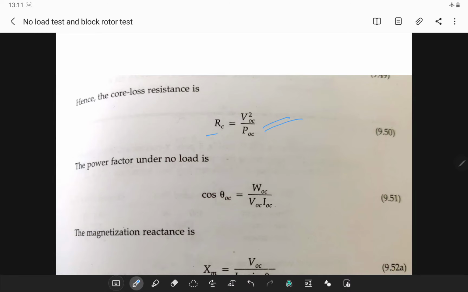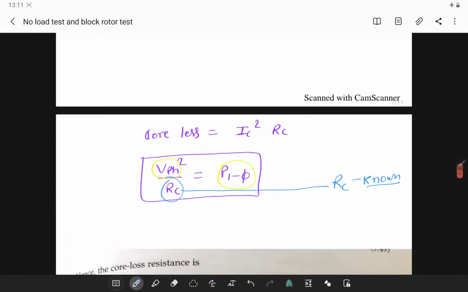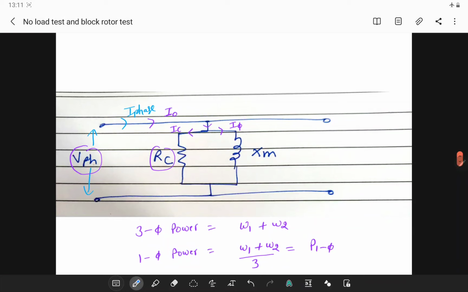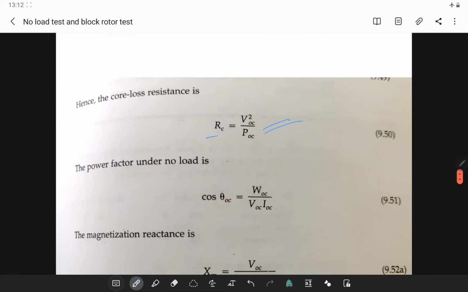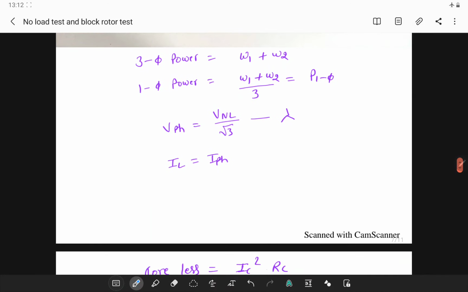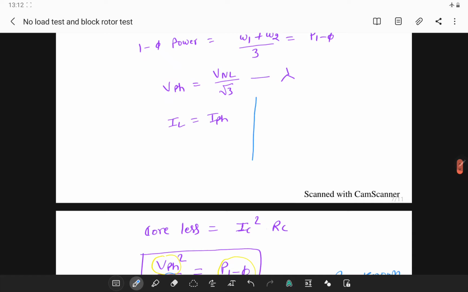Okay, so moving further, I cannot find the value of XM without finding the value of I phi or phi. What is phi? The phase difference between voltage and the current. So can I find the value of phi? You all know. Let me write it here to find the value of phi.